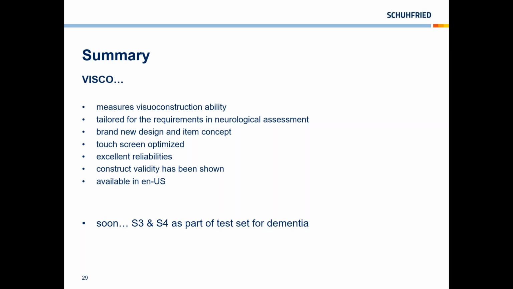These will be easier forms. I already said that the Visco at the moment is not so easy. We will have easier forms for the test set dementia. Again, I said it's one of those important things that become impaired in people with dementia. So we've already touched the topic of dementia.